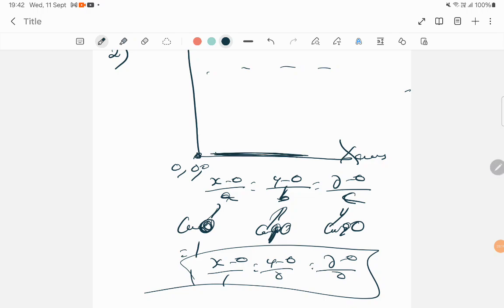The x-axis makes with the x-axis an angle 0. The x-axis makes with the y-axis 90 and the z-axis 90. So this is how it is.